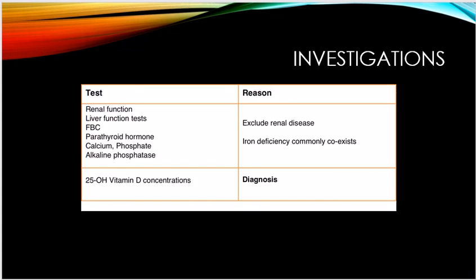Here are some investigations to rule out deficiency. Number one is the renal function test, liver function test, parathyroid hormone, the levels of calcium, phosphate, alkaline phosphatase, and the level of 25-hydroxy vitamin D concentration or the vitamin D3 levels.